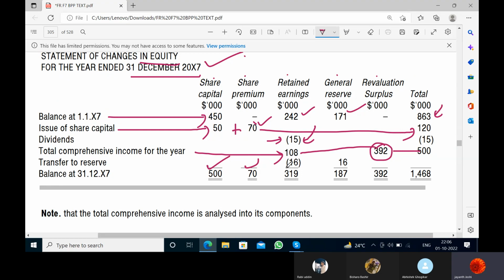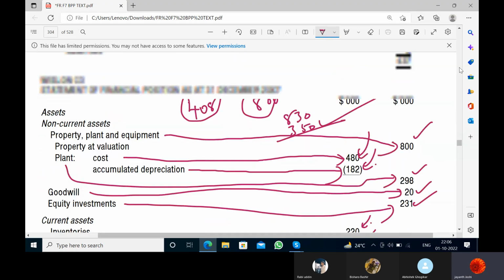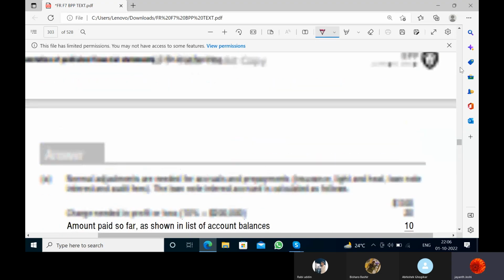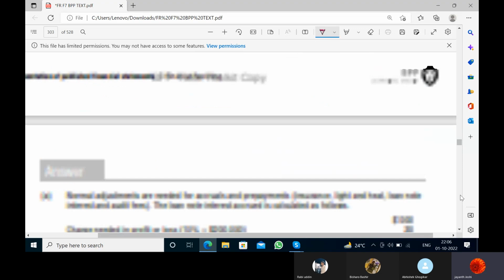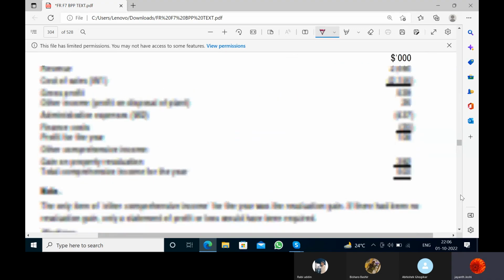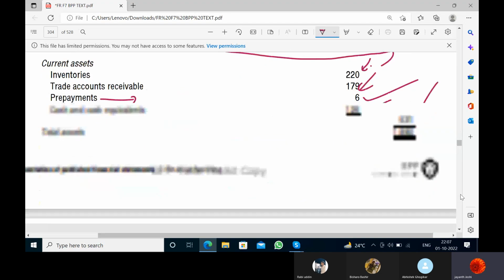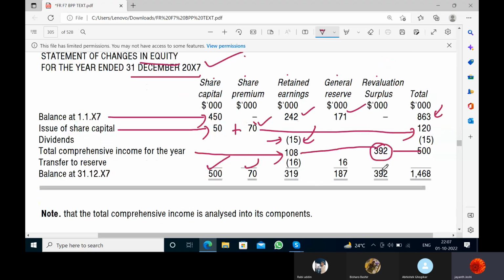Now I only have to explain the reserve given in the question. That is in the additional information. A transfer to general reserve of 16,000. You will deduct this from the retained earnings account and write it in the general reserve account. Because you are transferring some amount from retained earnings, you have the authority to transfer from retained earnings only. So from retained earnings we deducted, and we add it to general reserve.